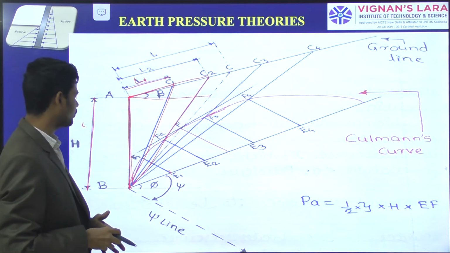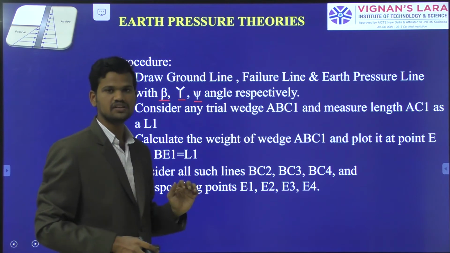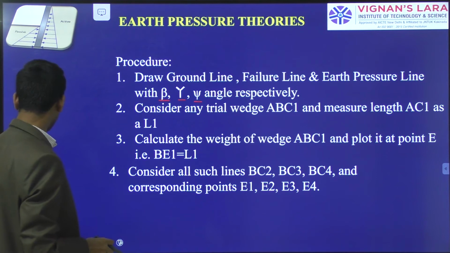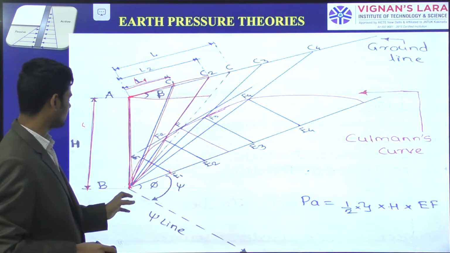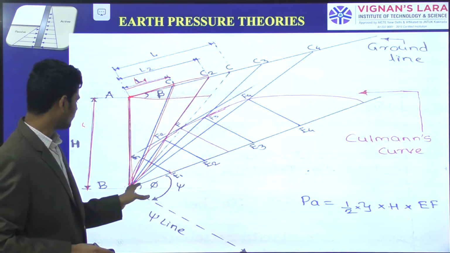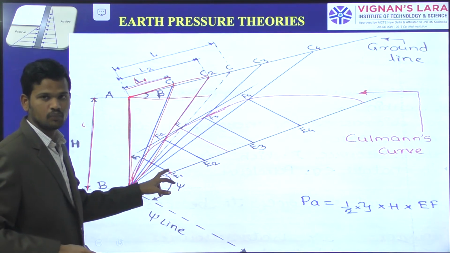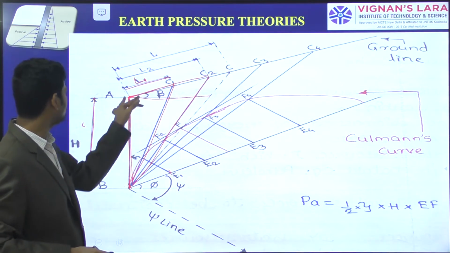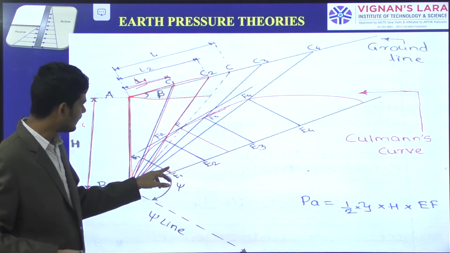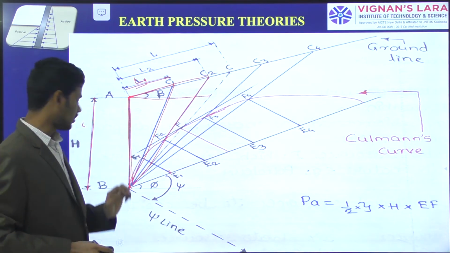Calculate the weight of the wedge ABC1 and plot it at point E, that is, BE1 equal to L1. This is the B point and this is the E point. From B to E with the length L1, we mark a point here, and we draw a parallel line corresponding to this failure wedge.